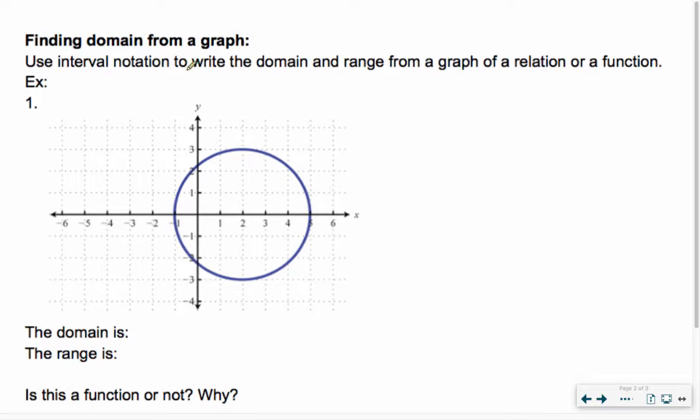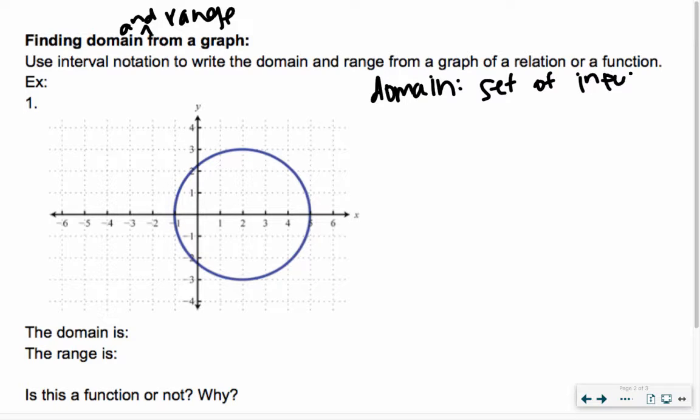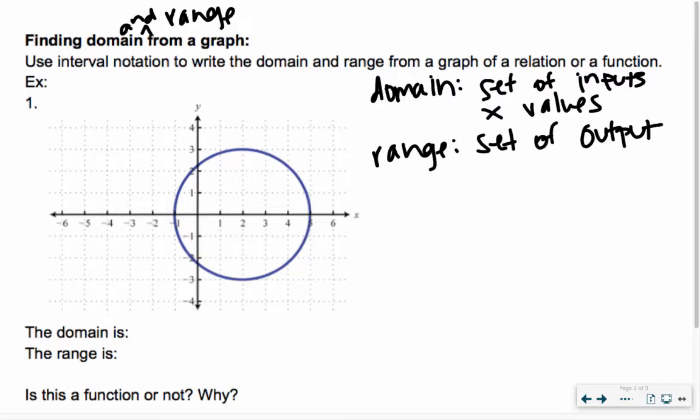Okay, so finding domain and range, actually this should say domain and range, from a graph. So you should have already defined what domain and range are. Okay, domain is the set of inputs, or another way of saying that is the x values. And range is the set of outputs, or the y values.